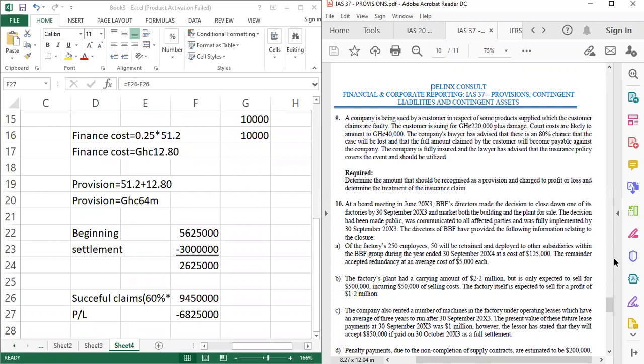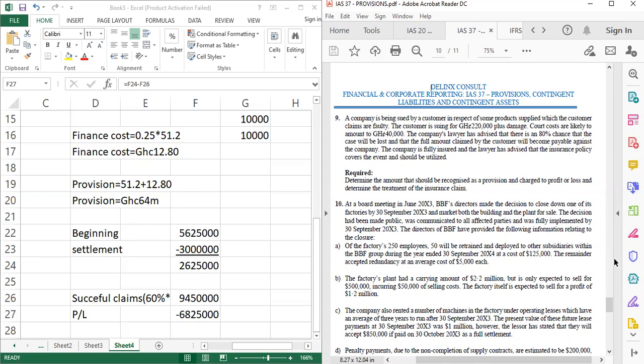But the total provision that we are going to make will be the 40,000, which is the court costs, plus the amount that we are going to pay to the customer, because they are telling us that we are going to lose the case. So the total provision will be 260,000. This should be charged as an expense in the profit or loss account, and should be shown as a long-term liability in the statement of financial position.